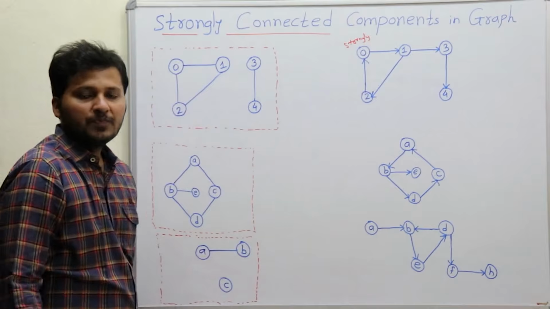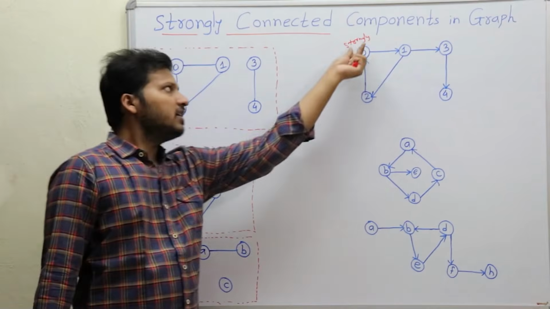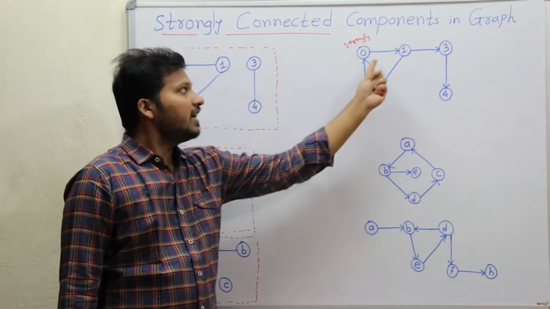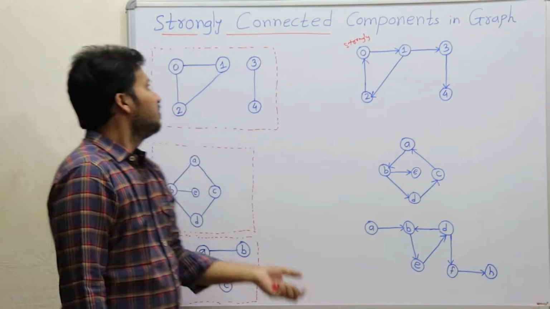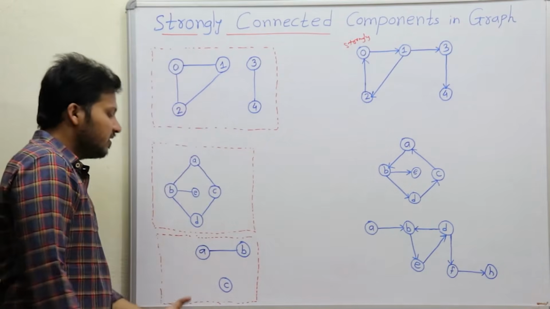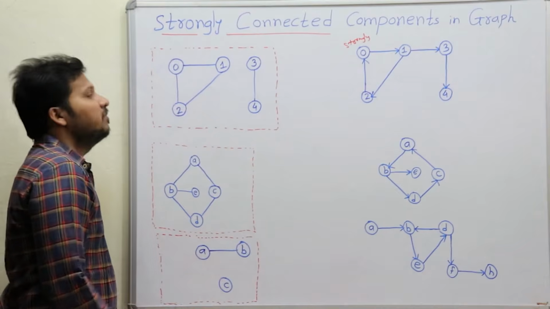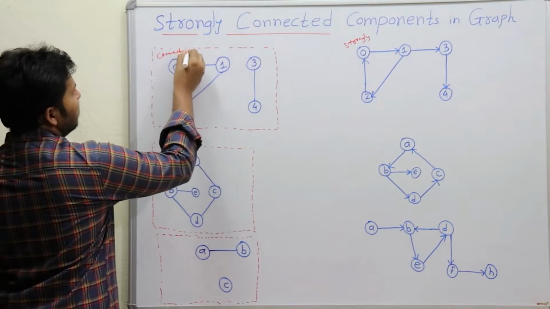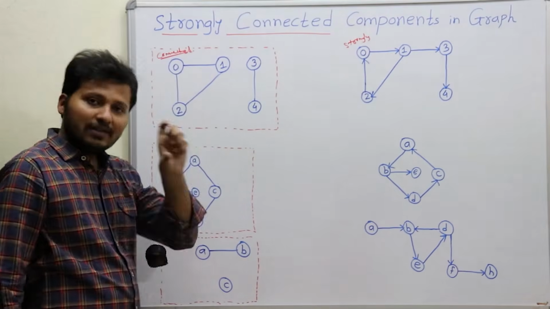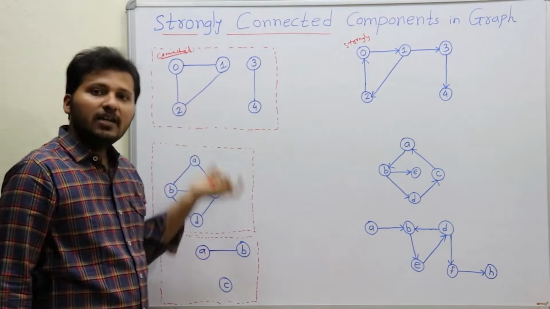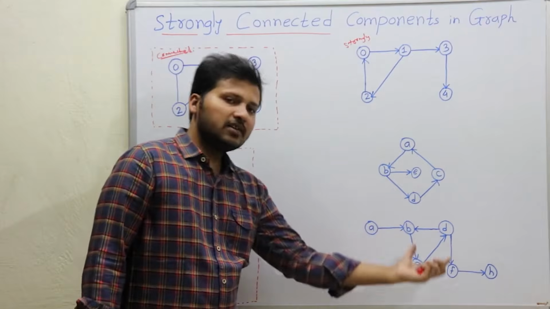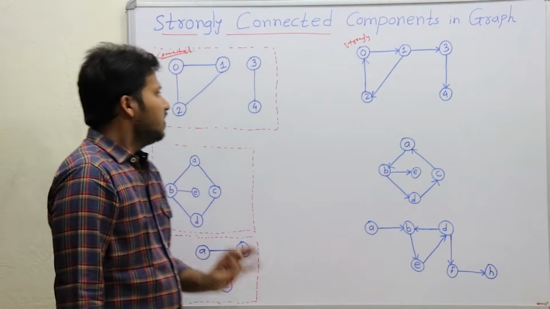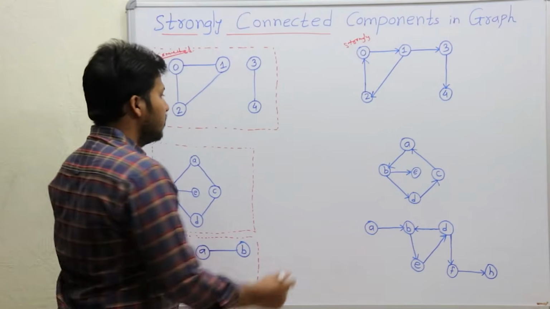Why is it so? Because the term strongly connected components is present in directed graphs, but for undirected graphs we call them connected components. Means we use the term connected components for undirected graphs, and for directed graphs we use strongly connected components. Okay, now what are connected components?